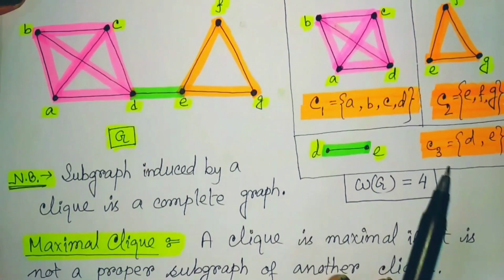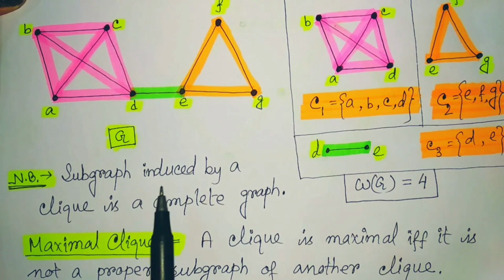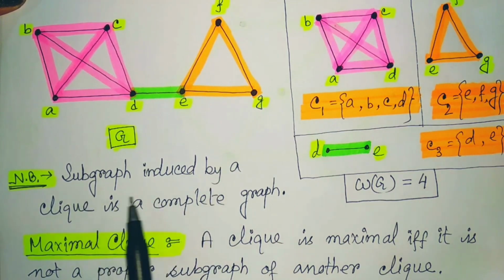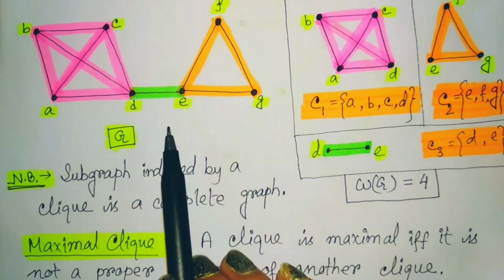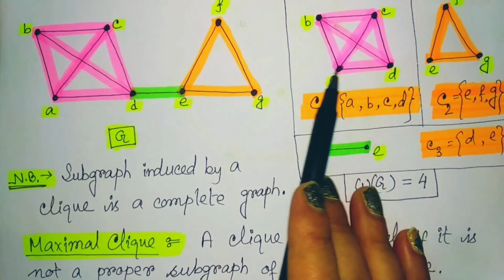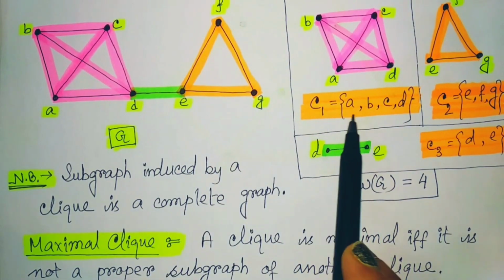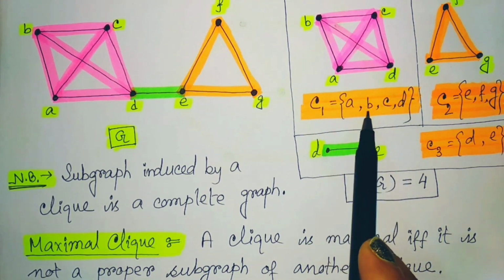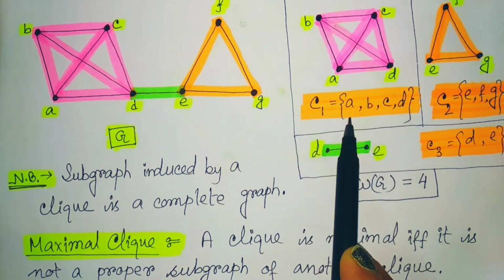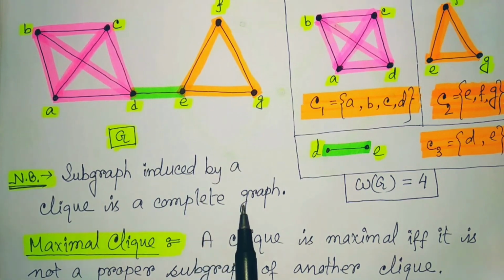So here we should remember that the subgraph induced by a clique is a complete graph. We know what an induced subgraph is. For any given graph, whatever cliques are there, these are complete graphs. In fact, any clique contains vertices which are all adjacent to each other. Hence, it is a complete graph. So we can say the subgraph induced by a clique is a complete graph.